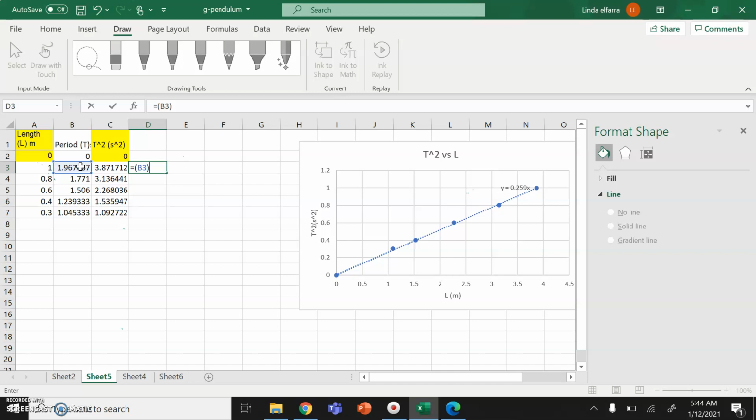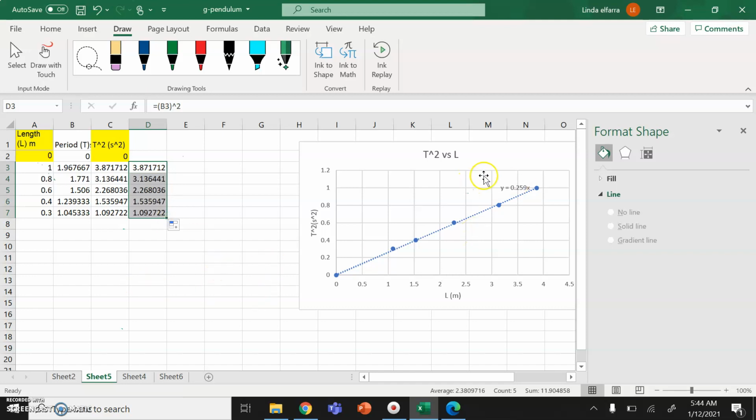How am I going to find the power in Excel? Shift with number 6 to get this chapeau that looks like number 8. Okay, 2. Hit enter. I got the square, and drag it all the way down.